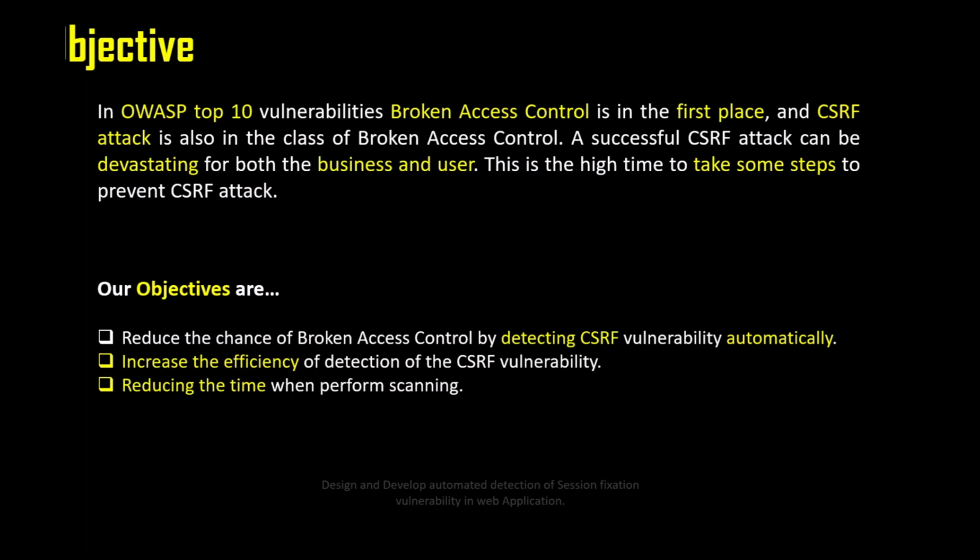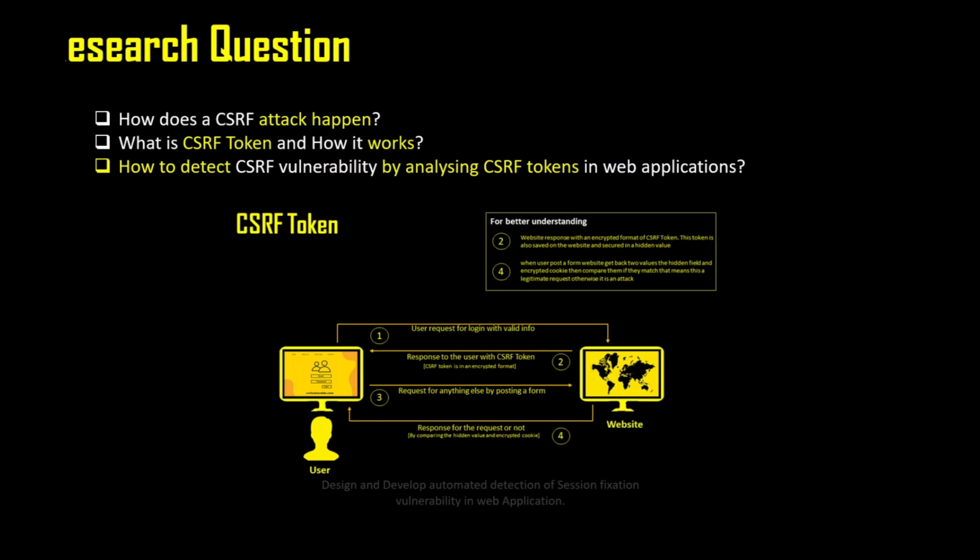The objective of this work is in the OWASP top 10. We know broken access control is in the first place, where CSRF is also in the same class of broken access control. So a successful CSRF attack can be devastating for both business and user, as I mentioned earlier. And our objectives are to reduce the chance of broken access control by detecting the CSRF vulnerability automatically, increasing the efficiency of detection of CSRF vulnerability, and reducing the time when performing the scanning.